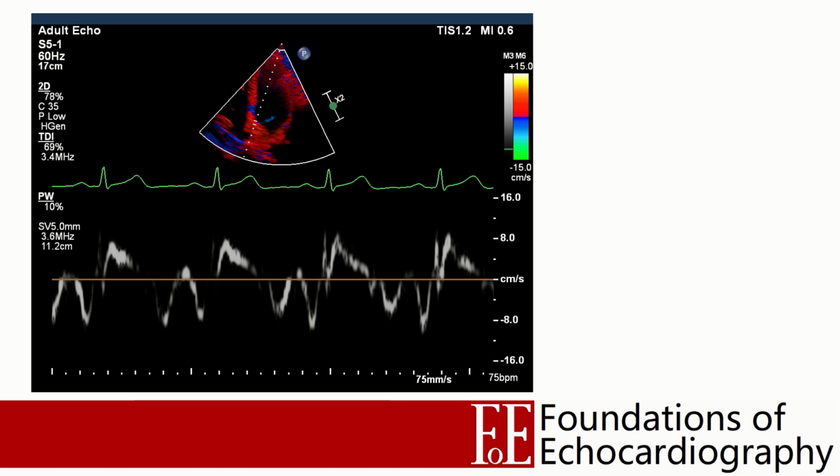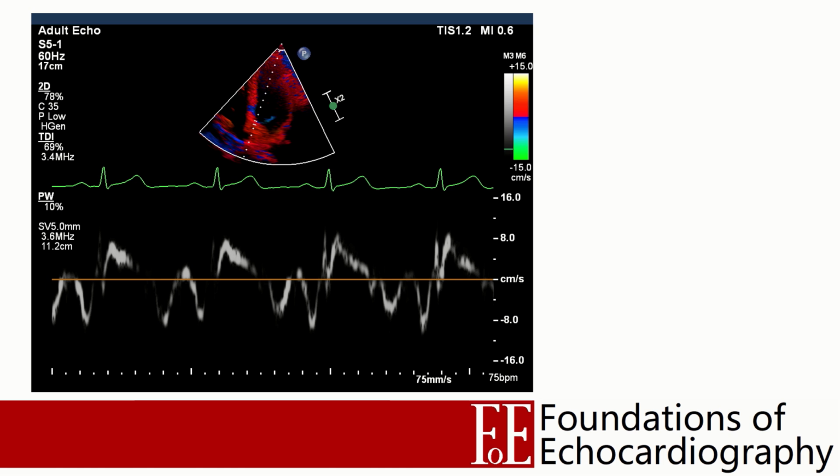Because these velocities are relatively lower, we don't expect to have any issues with aliasing. However, it is important to remember that this is a spectral Doppler technique, and so is vulnerable to all of the other pitfalls that we've already discussed, and it's important to try to ensure the best possible alignment between the ultrasound beam and the angle of motion.